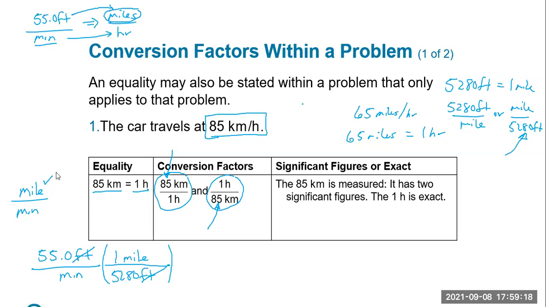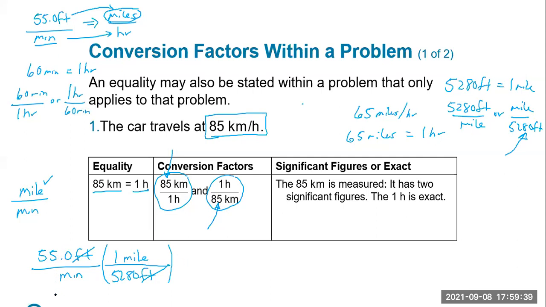So the bottom unit does need to go from minutes to hours. And we know that there are 60 minutes in 1 hour. That gives us two conversion factors: 60 minutes over 1 hour, or 1 hour over 60 minutes.